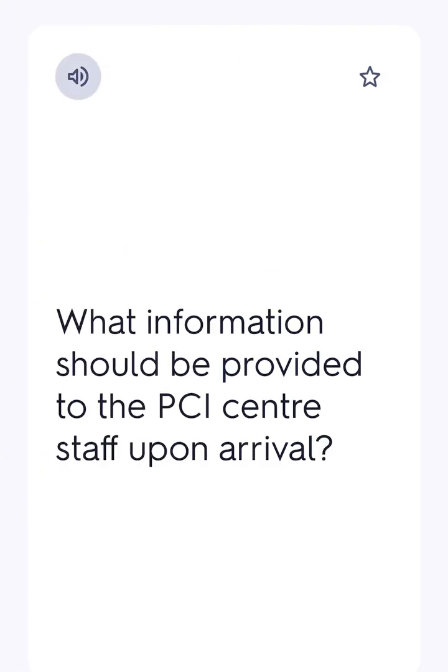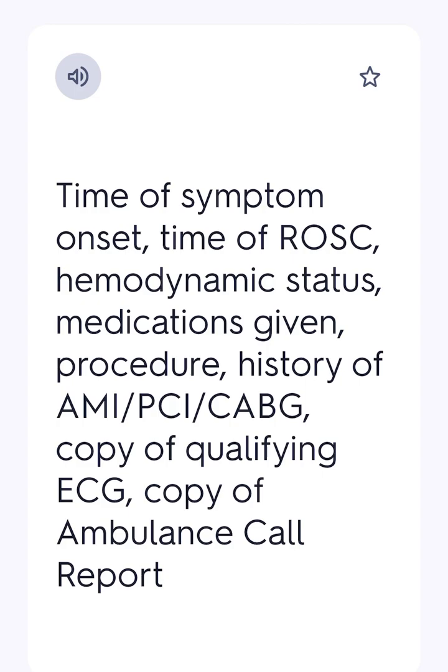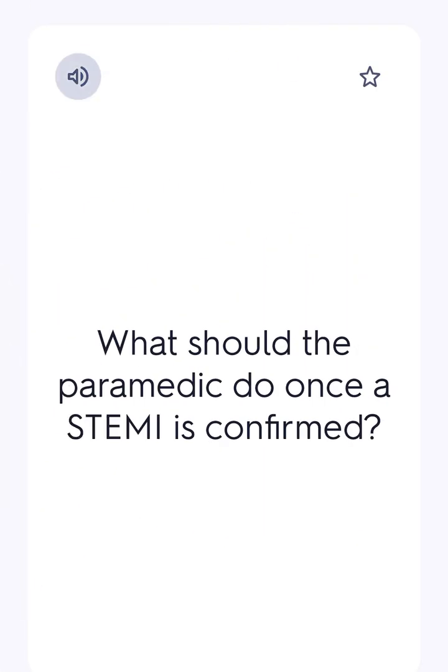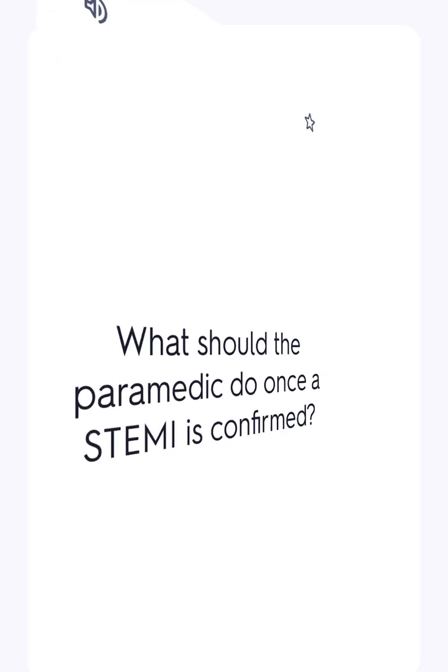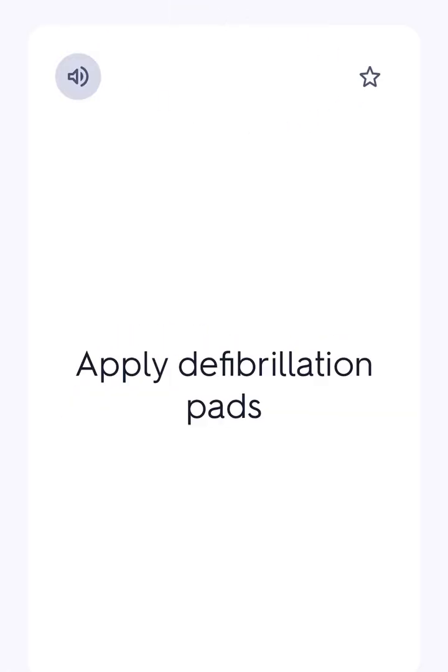What information should be provided to the PCI center staff upon arrival? Time of symptom onset, time of ROSC, hemodynamic status, medications given, procedure, history of AMI/PCI/CBG, copy of qualifying ECG, copy of ambulance call report. What should the paramedic do once a STEMI is confirmed? Apply defibrillation pads.